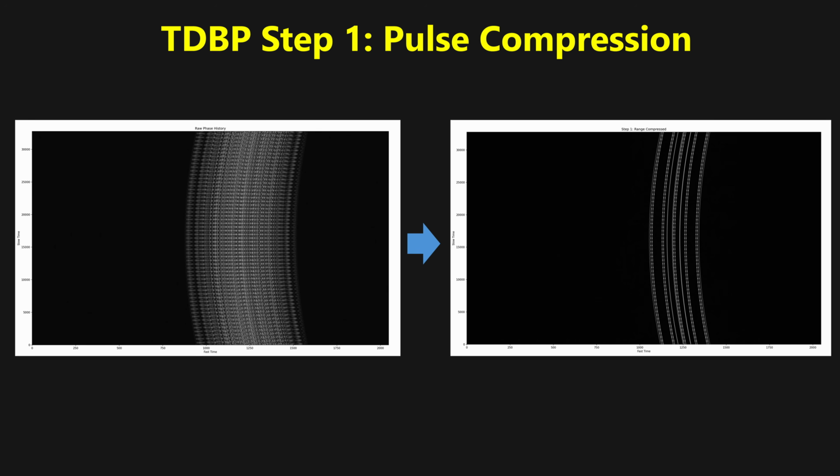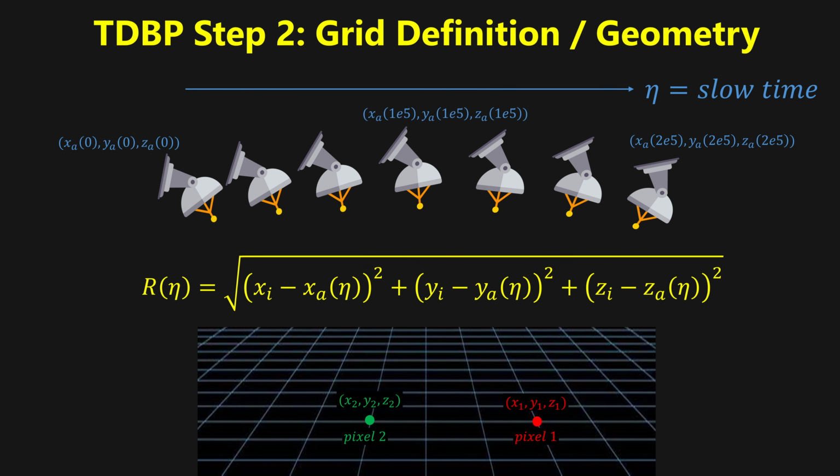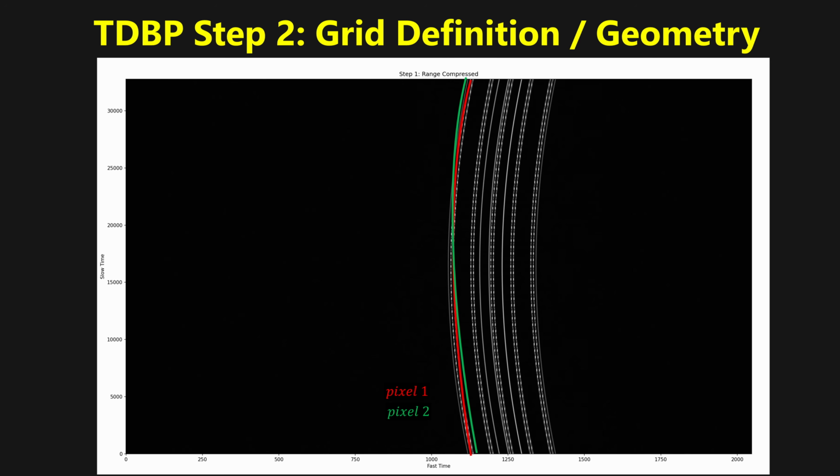I'll now briefly explain how time domain back projection works. The first step is pulse compression of the chirp signal, just as we discussed earlier. Next, we create a two-dimensional plane of pixels, usually on the surface of the Earth, as our target area. Using the known trajectory of the radar and the rotation of the Earth, we can calculate the range at every single pulse in slow time. Each pixel on the plane will then have its own unique range profile.